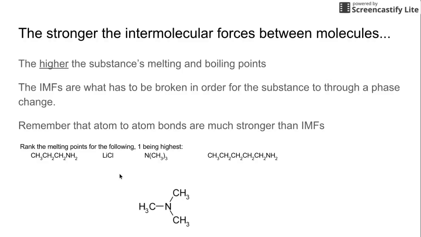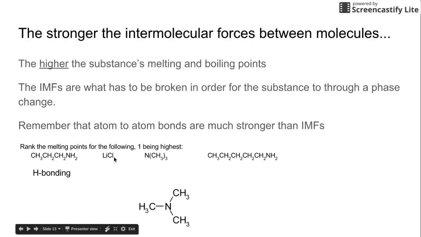All right, now let's work a problem with this. So rank the melting points for each of the following, one being the highest. So we need to identify what's going on here. We have several different compounds. We have an amine here. We know just from looking at those structures that this hydrogen is directly bonded to this nitrogen, and so there is going to be some hydrogen bonding.